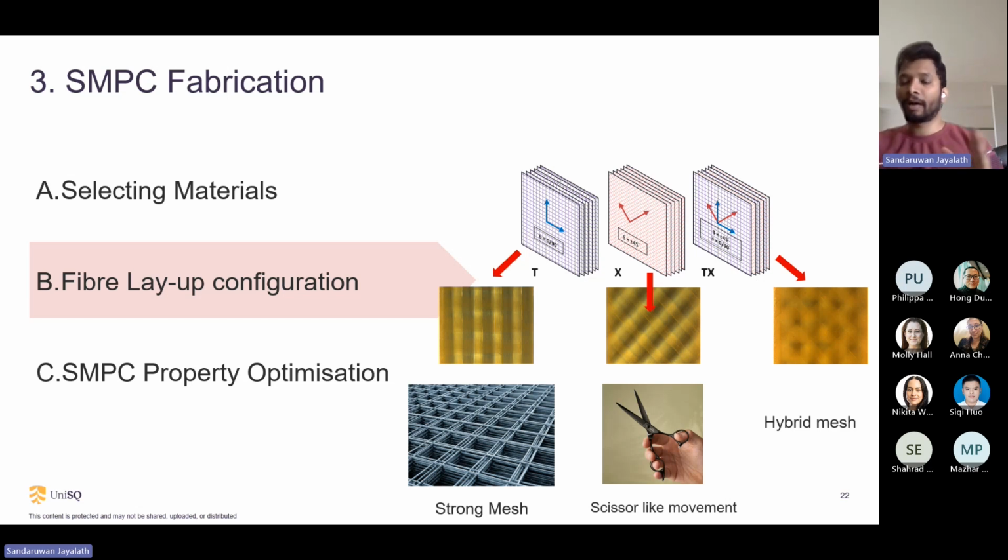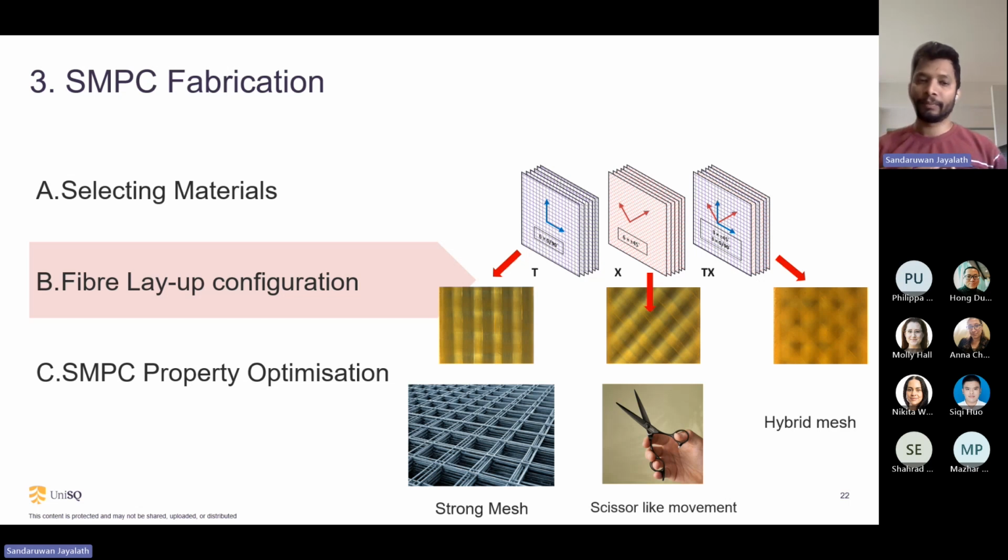T means it has 0/90 degree glass fiber layers, 6 layers in there. The second one is X, which has minus 45, plus 45 glass fiber layers, 6 layers. And the last one is a hybrid, which we call TX, that has 3 layers of 0/90 and 3 layers of minus 45/plus 45 in a sandwich layup.